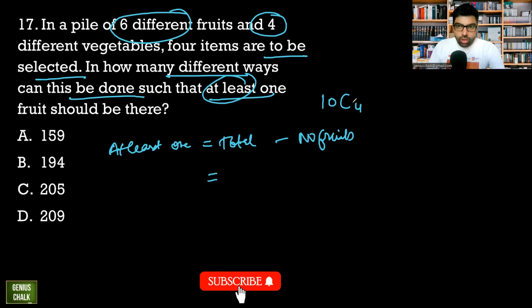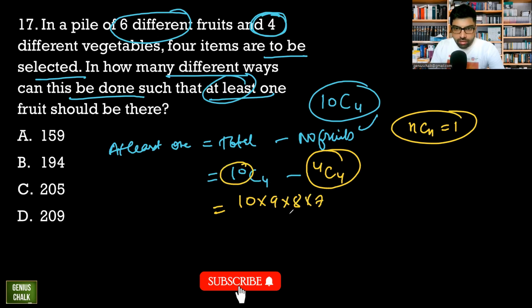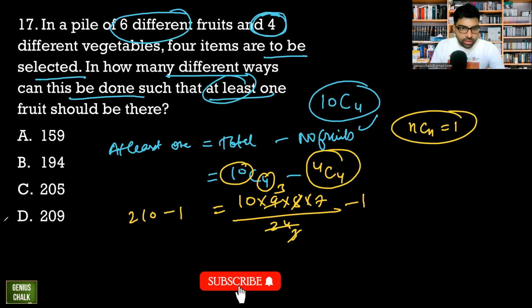So total cases, there are 10 total. You have to select 4. No fruits means all are vegetables. There are 4 different vegetables, so we need to select 4 vegetables, and you know, NCN is 1 only. 10C4 means 10, 9. Go 4 steps back from 10. 10, 9, 8, 7 by 4 factorial, that is 24, minus 1. So just solve it. 30 into 7, 210 minus 1. So the answer is 209. So whenever at least one comes, always do it like this.